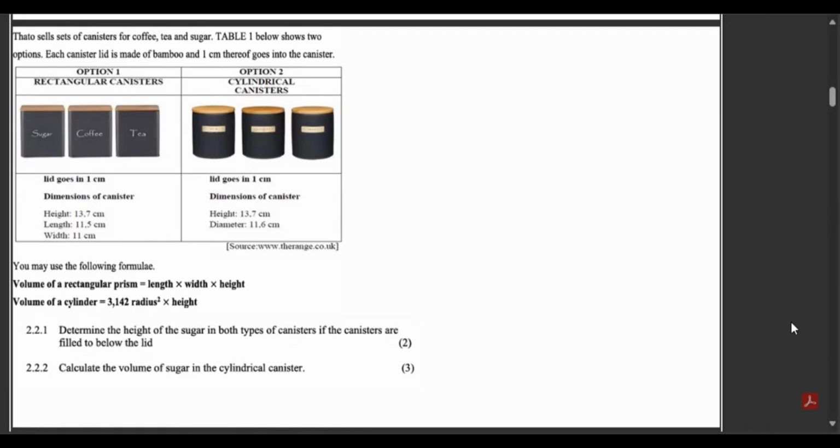Now, when you look at this story here, you check very well. They said the lid goes 1 centimeter. That means the height is, but then this will be minus that, and the answer becomes what? 12,7. Don't forget the what? The units. This is question number 2.2.1.